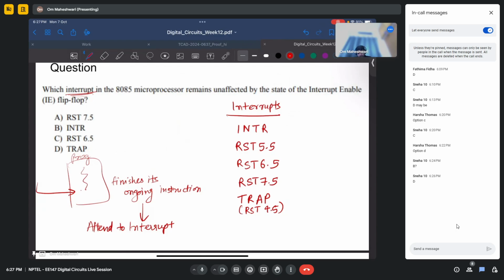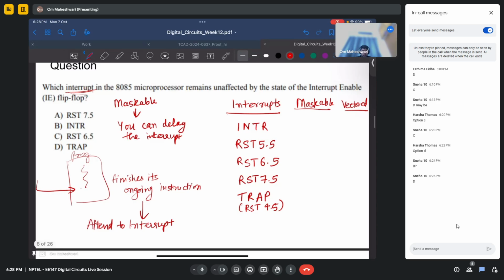Now, interrupts can be either maskable or unmaskable, and they can be vectored or non-vectored. Maskable means you can delay the interrupt. That means some interrupt comes, but you are doing something important in your program, so you can ignore it for some time and just continue doing whatever you are doing. And non-maskable means you cannot ignore it.